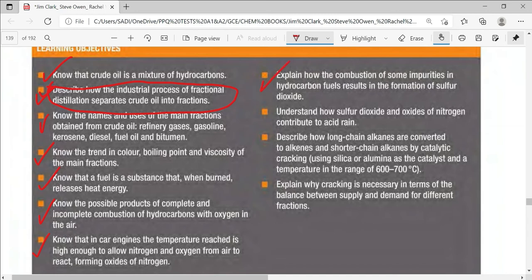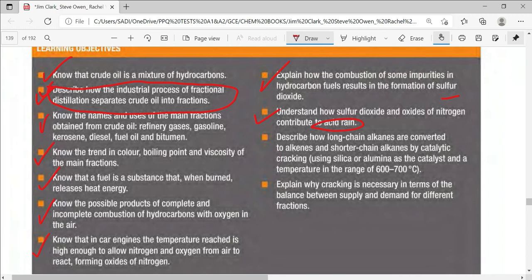Explain how the combustion of some impurities in hydrocarbon fuel results in the formation of sulfur dioxide. If sulfur is present in the fuel which your car is burning, it will definitely be released, forming sulfur dioxide, and ultimately sulfur dioxide will change into sulfur trioxide, and then it will cause acid rain. Describe how long chain alkanes are converted into shorter alkanes.